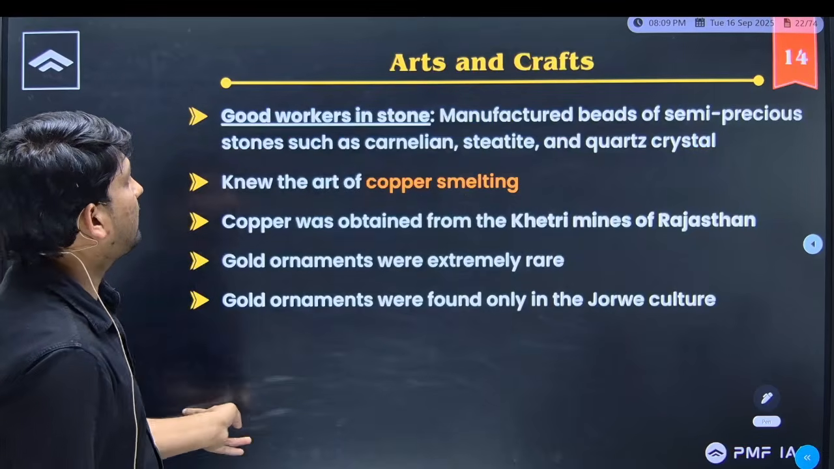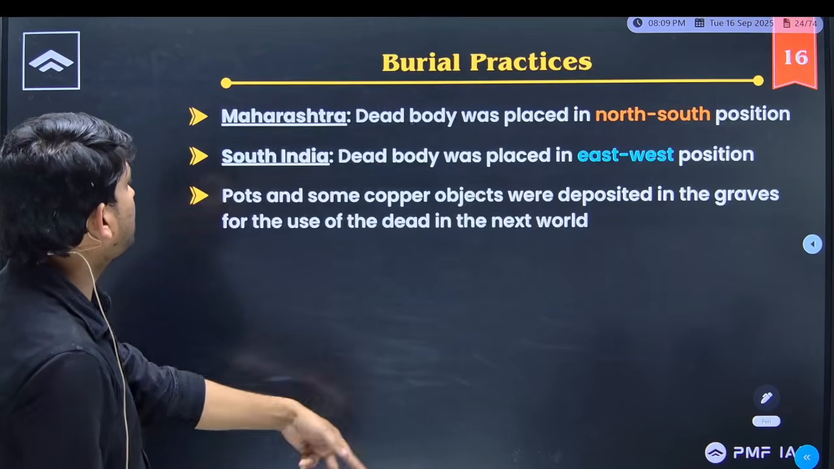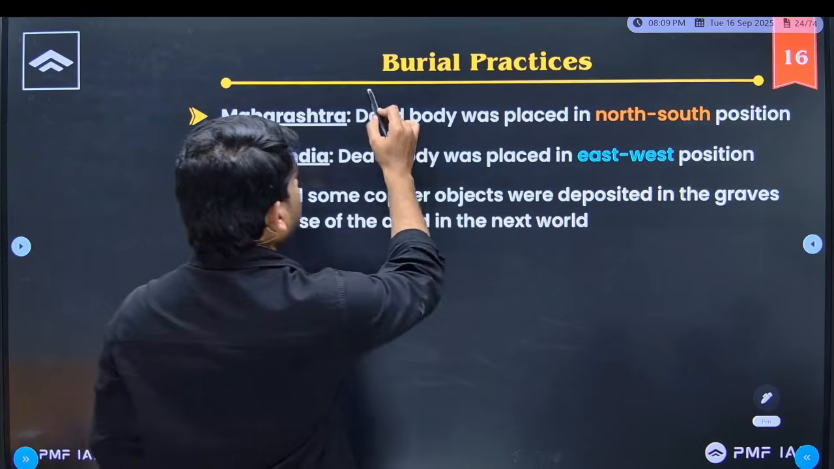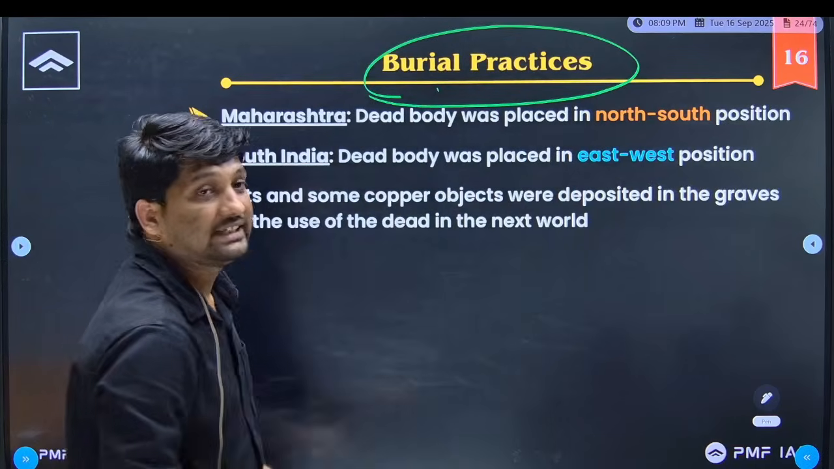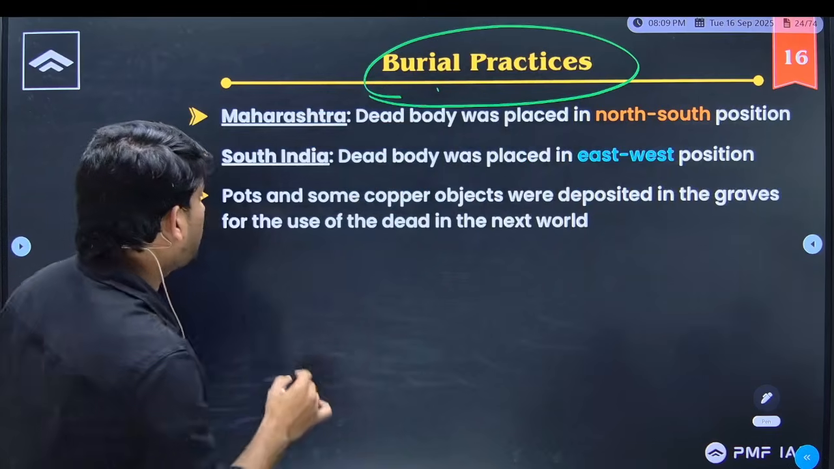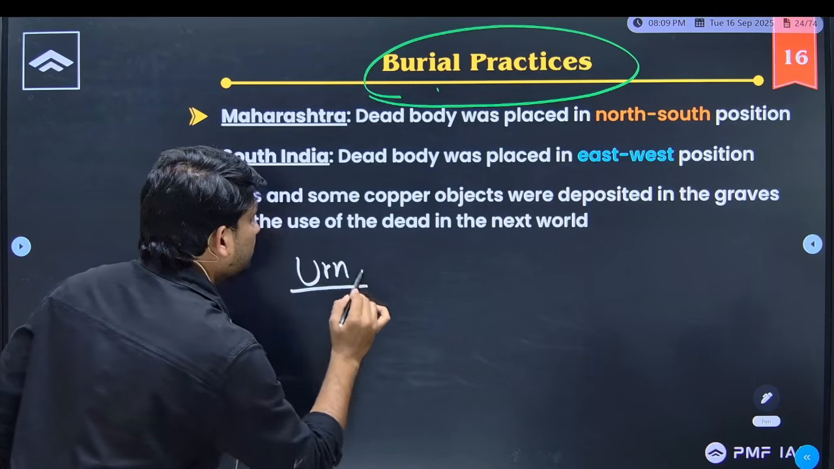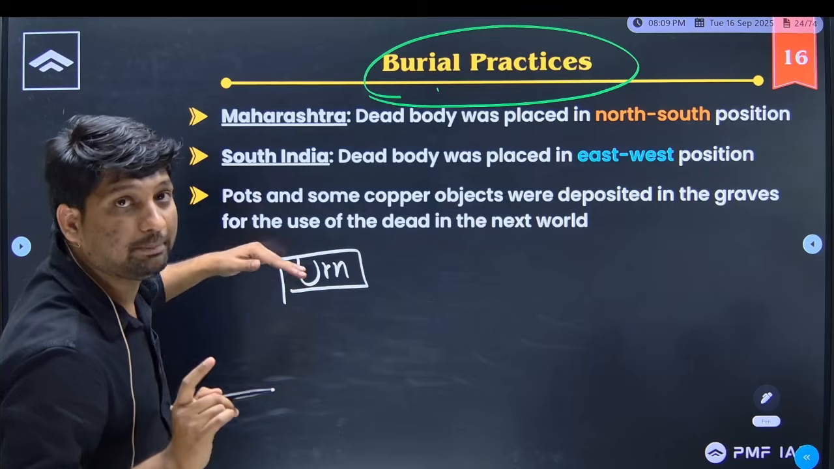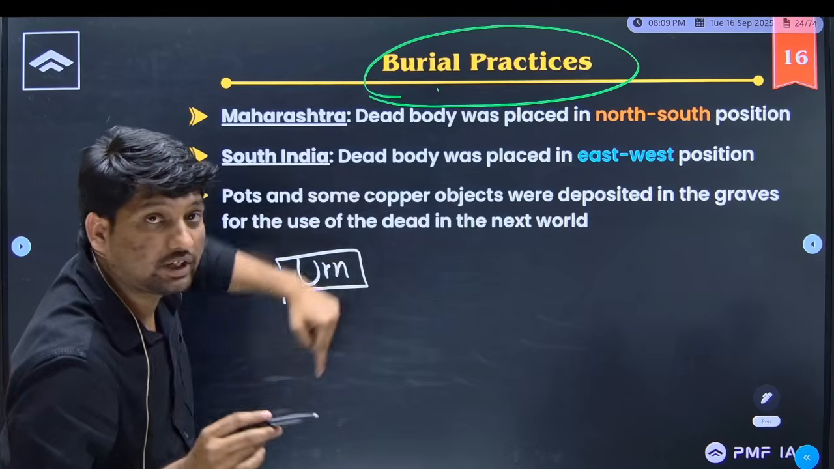Next is art and craft. Next, trade and commerce. We have already discussed burial practices. They place the dead body in a pot. We call this pot an urn, U-R-N. They place the body in a pot, and that pot is called an urn.